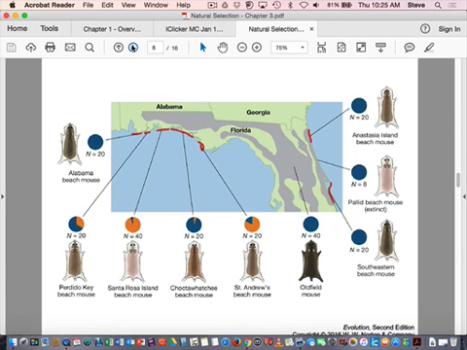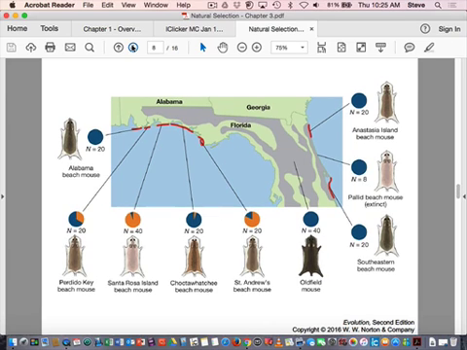So what do we know about the genetic basis of these things? This is the even better part.